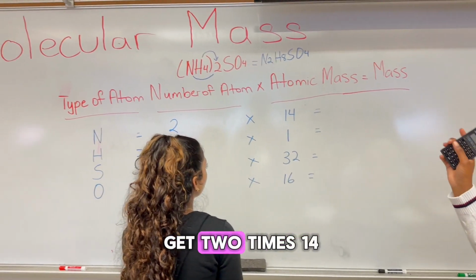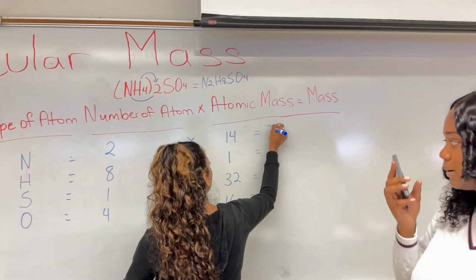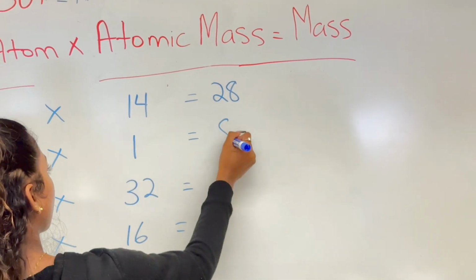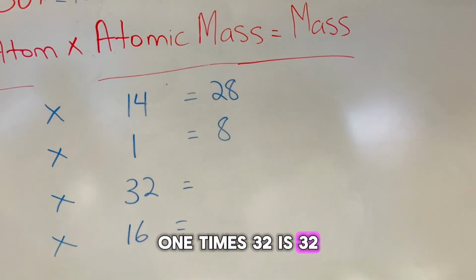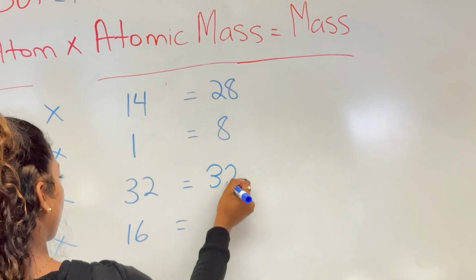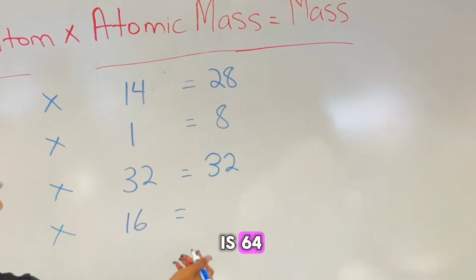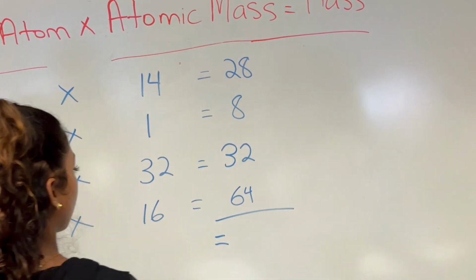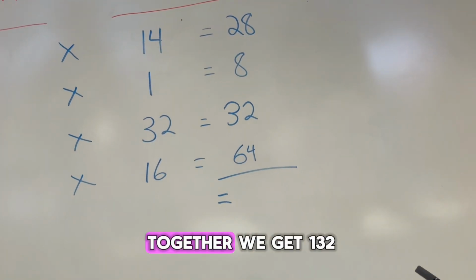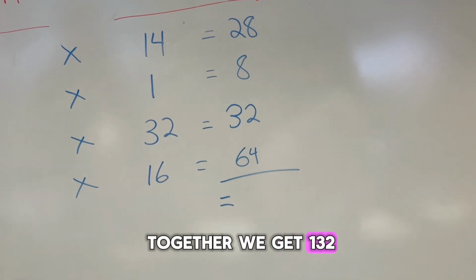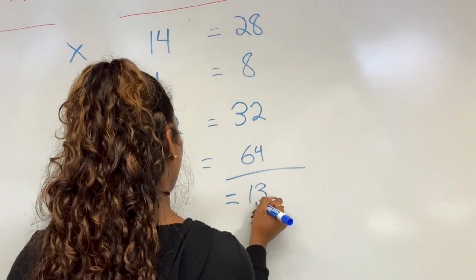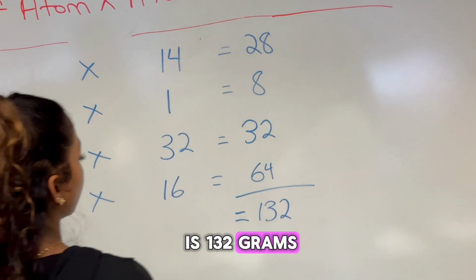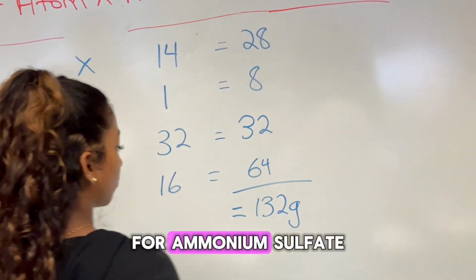Multiplying it together, we get 2 times 14 is 28. 8 times 1 is 8. 1 times 32 is 32. And 4 times 16 is 64. Now adding it all together, we get 132. So the molecular mass is 132 grams for ammonium sulfate.